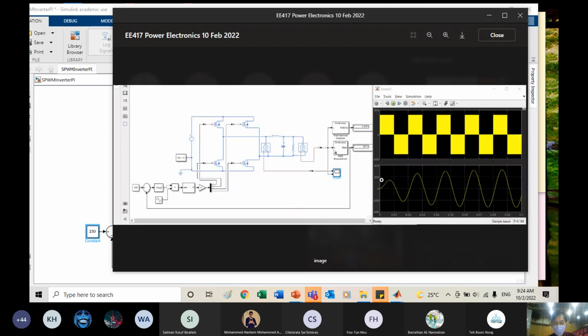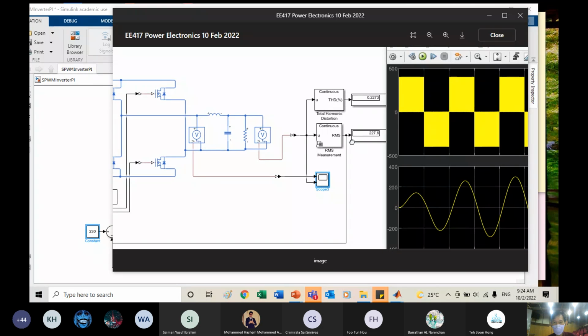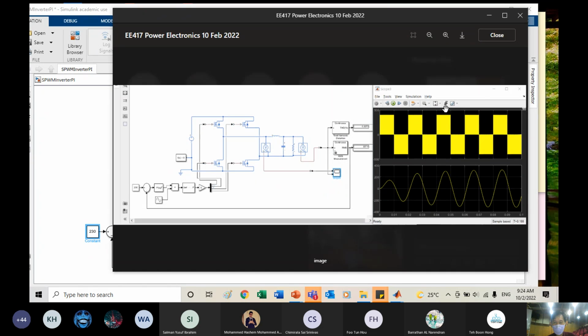Okay, Fu Tun Hao. You, 0.1 is too slow. You make it longer a bit. Otherwise, you see, you just get 227 and it's still not reaching your setting.